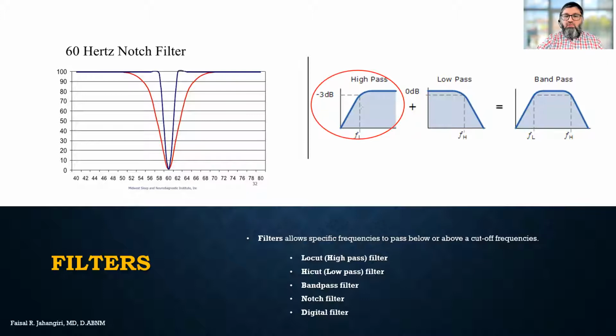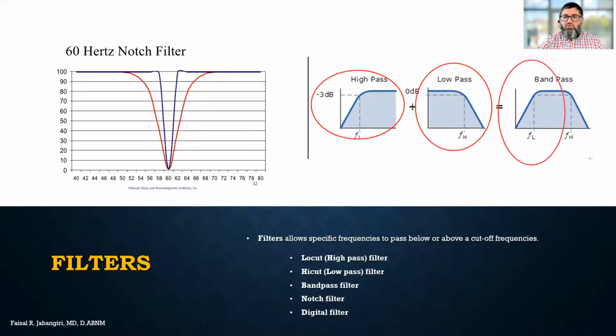So there will be a low cut filter and a high pass filter. The low pass filter is also known as a high cut filter because it will cut off everything higher than that point, and it will pass only what is lower than that. So low cut and high pass filters are the same, and low pass and high cut filters are the same.